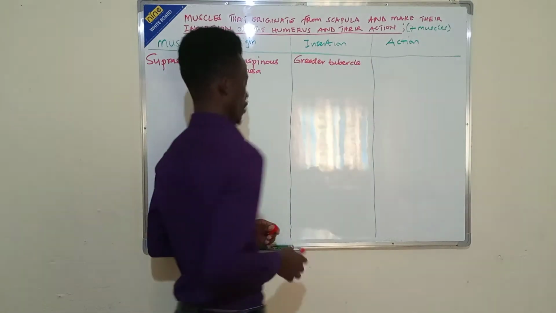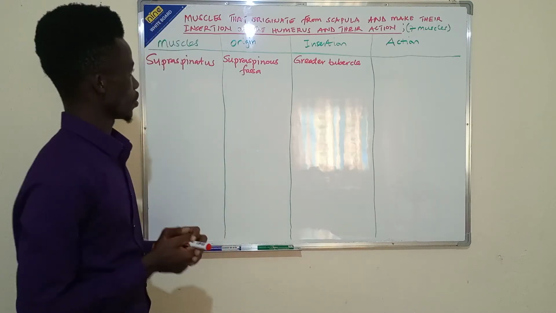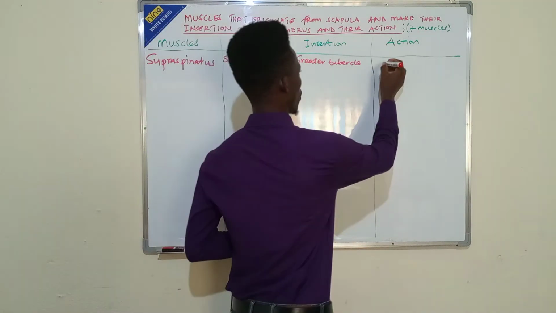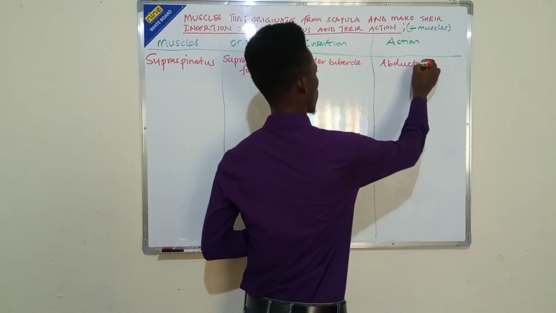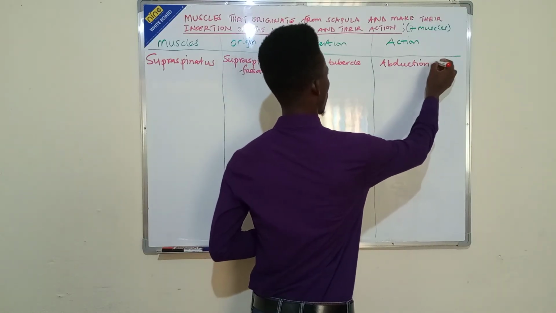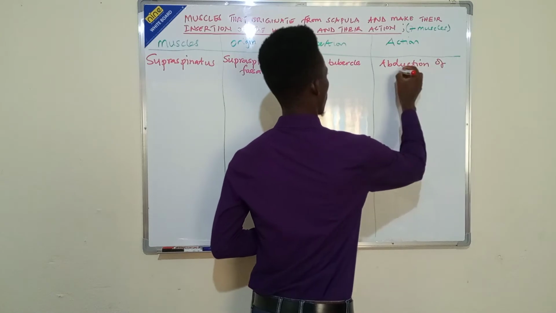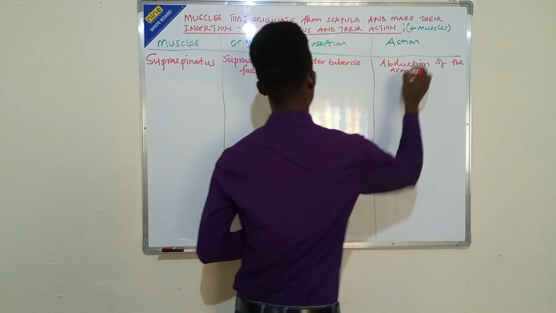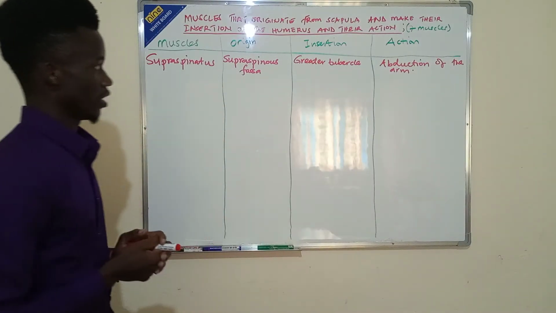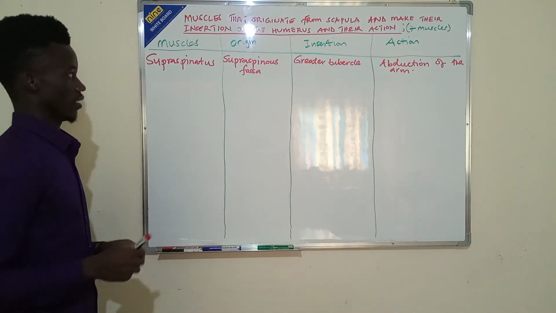Greater tubercle. And what's the action of this? This muscle carries out what we call abduction, that is abduction of the arm. Or you can say abduction of the shoulder joint and others.